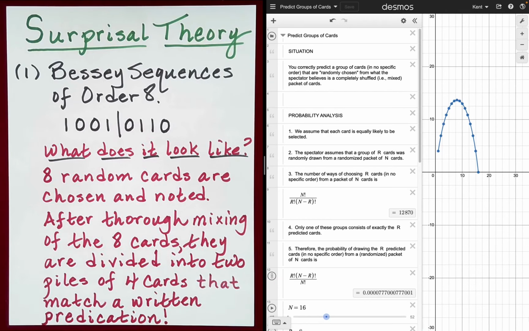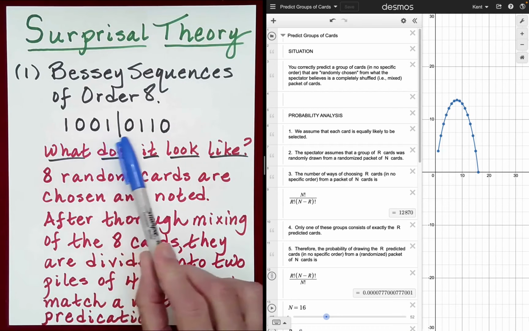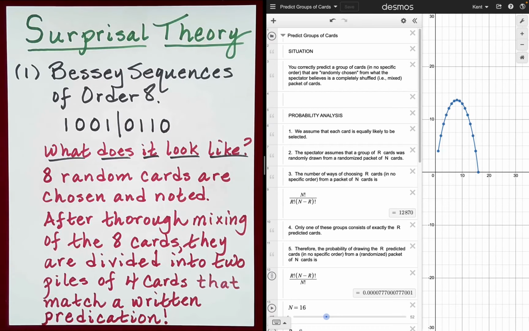order 32. Now recall that the quintessential structure for a Bessey sequence is the following: 1 0 0 1 0 1 1 0, where the zeros and ones are simply denoting dichotomous characteristics, or we view those cards as having dichotomous characteristics. So what does a Bessey sequence of order 8 performance look like? Well, there are many performances that can be designed taking advantage of the wonderful properties of Bessey sequences. I've listed just one here.